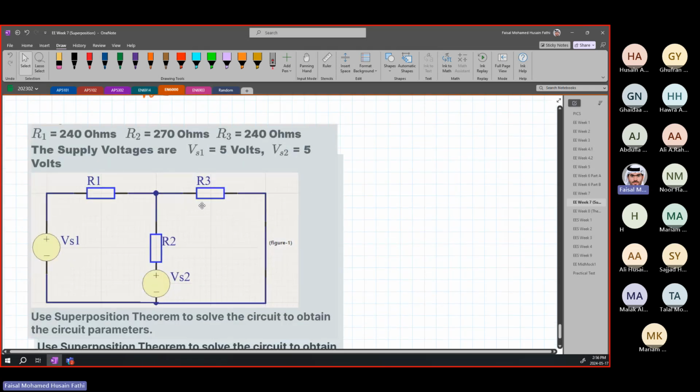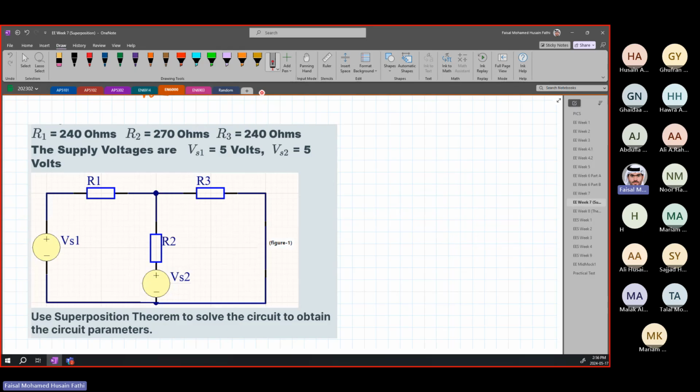Okay. You're going to eliminate the first source, so you'll have a closed circuit here. You're going to notice that this resistor is in parallel with this one, and in series with that one. Then you're going to solve for all the currents for VS1.